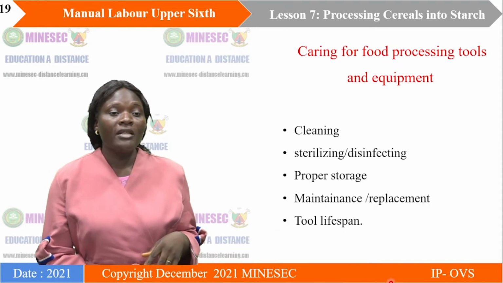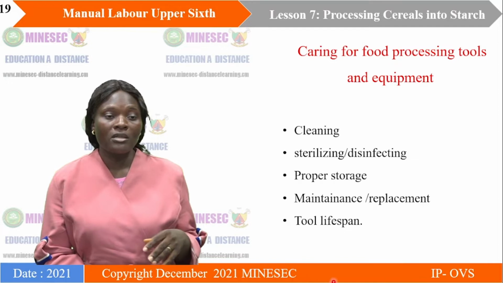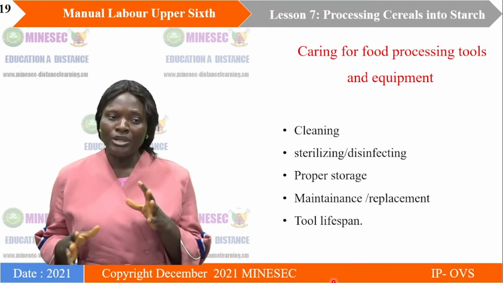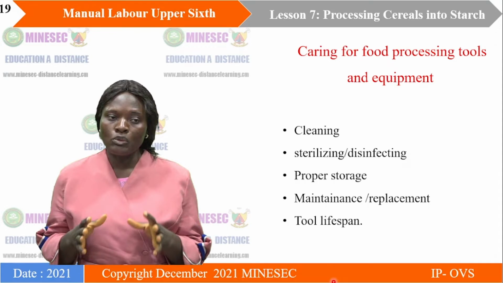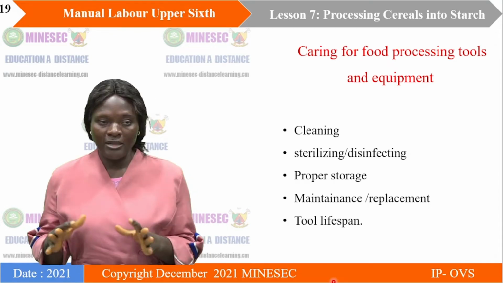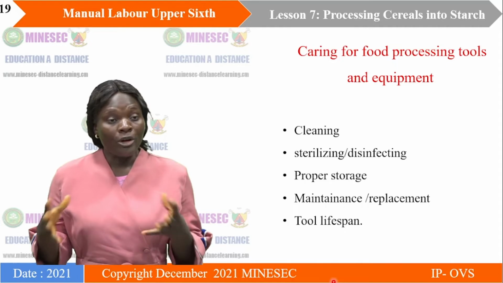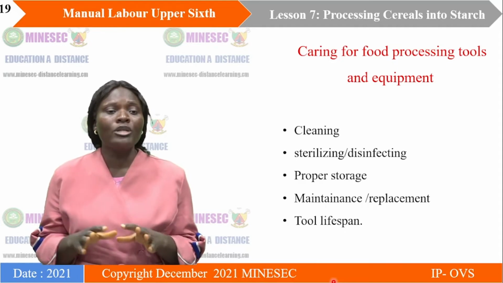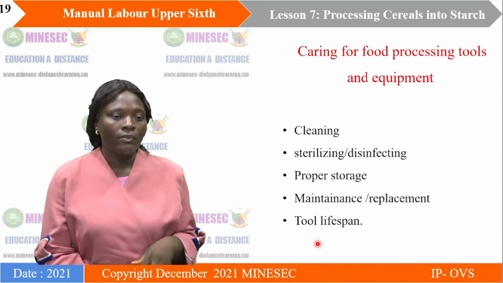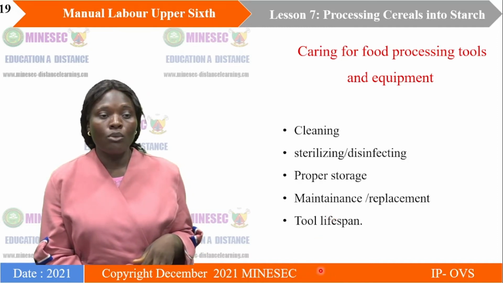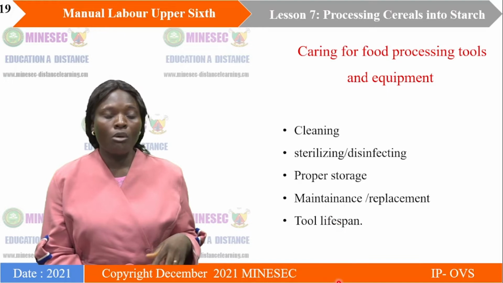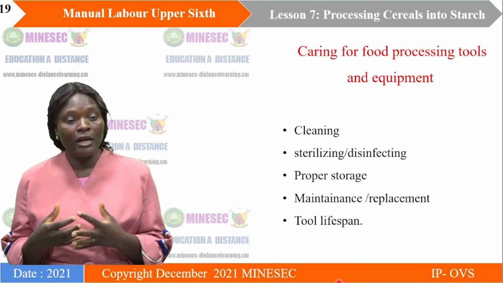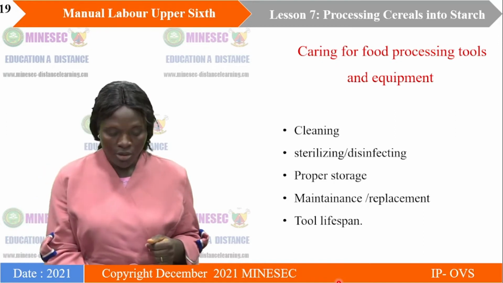You have maintenance or replacement. When you discover any tool that is getting bad, if it is at a level that you can maintain, you maintain it, you repair it. But if it is at a level that cannot be used, you need to replace it. Okay, you have tool lifespan. You always check the lifespan of your tool. When it has expired, you should know that it's expired and needs to be replaced.